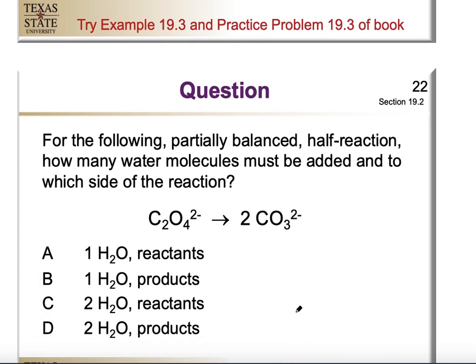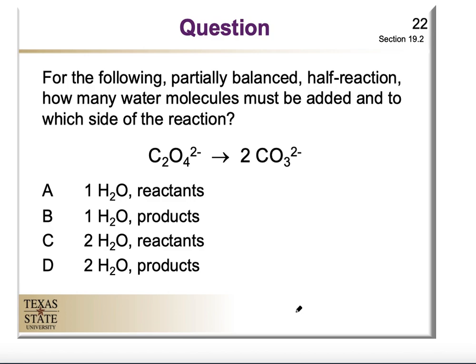All right, so question for you guys. For the following partially balanced half reaction, how many water molecules must be added, and to which side of the reaction, in order to balance? So how many water molecules and to which side, left or right hand side, reactants or product side, in order to balance the equation? Give it a try.